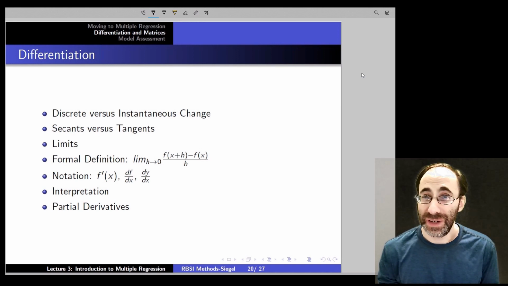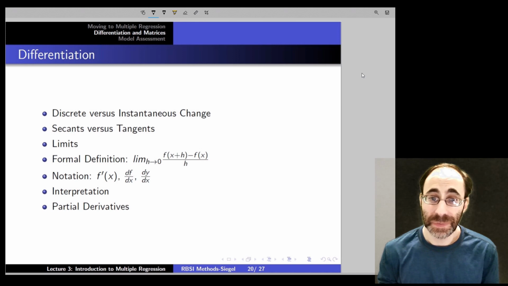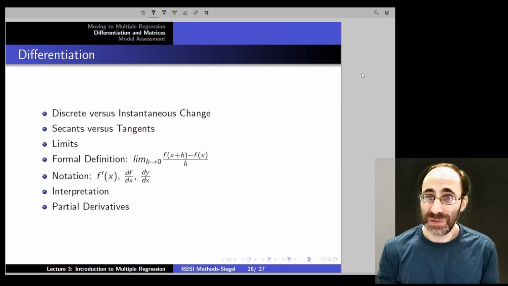First, the notion of discrete versus instantaneous change. And the instantaneous part is really the basis of calculus as a whole, dealing with instantaneous or infinitesimal things that are very small or very quick. So, let's take a curve. I'm going to draw a random curve over here. Here's a line, and here's a curve.